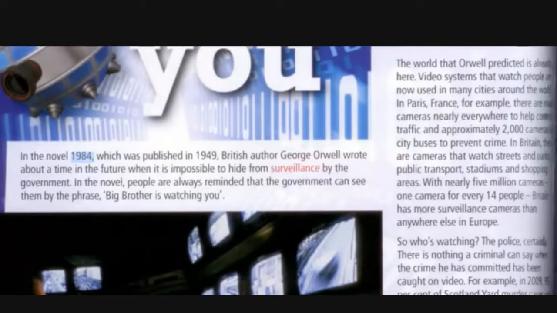1984. Has it already happened? 1984, is it in the future or is it something that already happened? 1984 is in the past for us. But for the writer of the novel, paragraph 1 is talking about a novel. This novel is called 1984. Okay? But look at the year this novel was published. This novel was published in 1949.